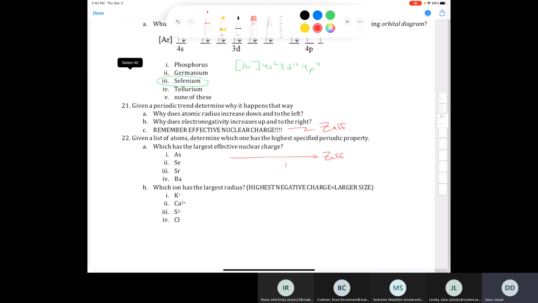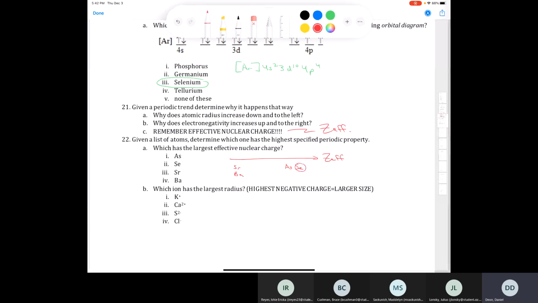Arsenic, so we have arsenic over here, and then we have selenium next to it. We have strontium and barium. So strontium and barium are lower, and they're way over here. Okay, so selenium is definitely going to have the highest effective nuclear charge of all of those.